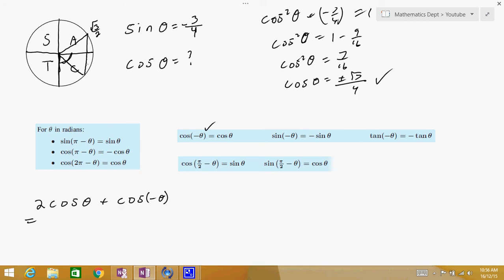So all these rules here are here to help you out, to come up with different kinds of ways of solving problems. For instance, if you got 2 cosine theta plus cosine negative theta, we can convert this to 2 cosine theta plus cosine theta. And if you've got 2 cosine thetas and you add another cosine theta, you now have 3 cosine theta. So it's just a way of simplifying an expression.